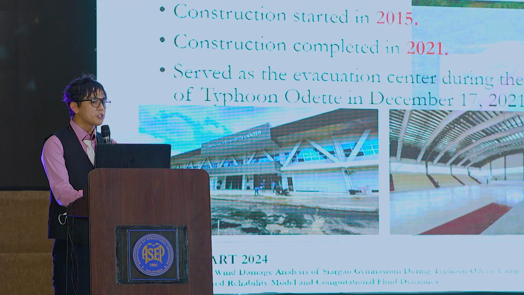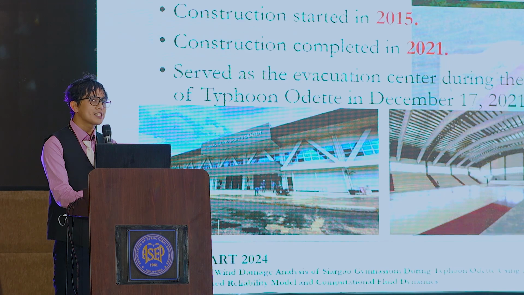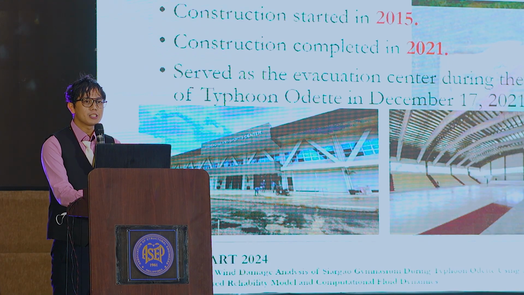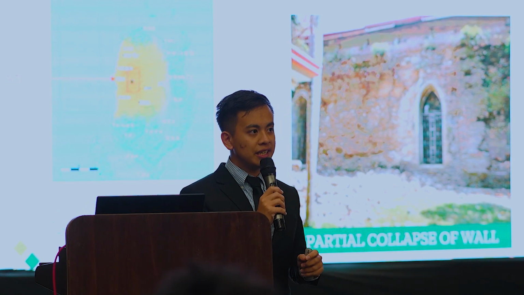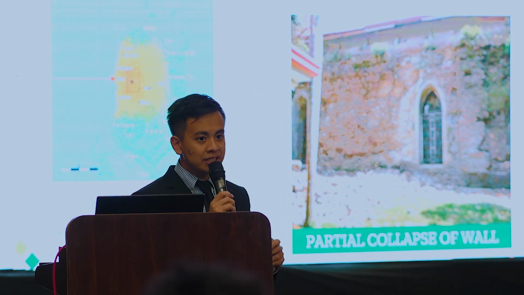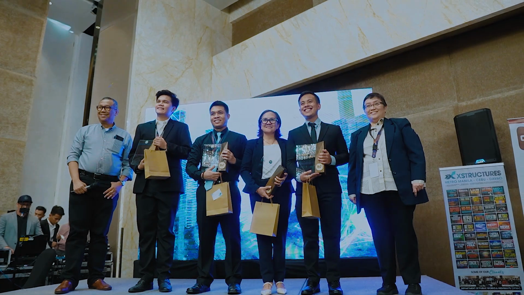Back to the Chargao Sports Recreation, so it has been used as the evacuation center during the onslaught of Typhoon Odette. And what's interesting to note is that the structure did not fully collapse, but the major damage was up.